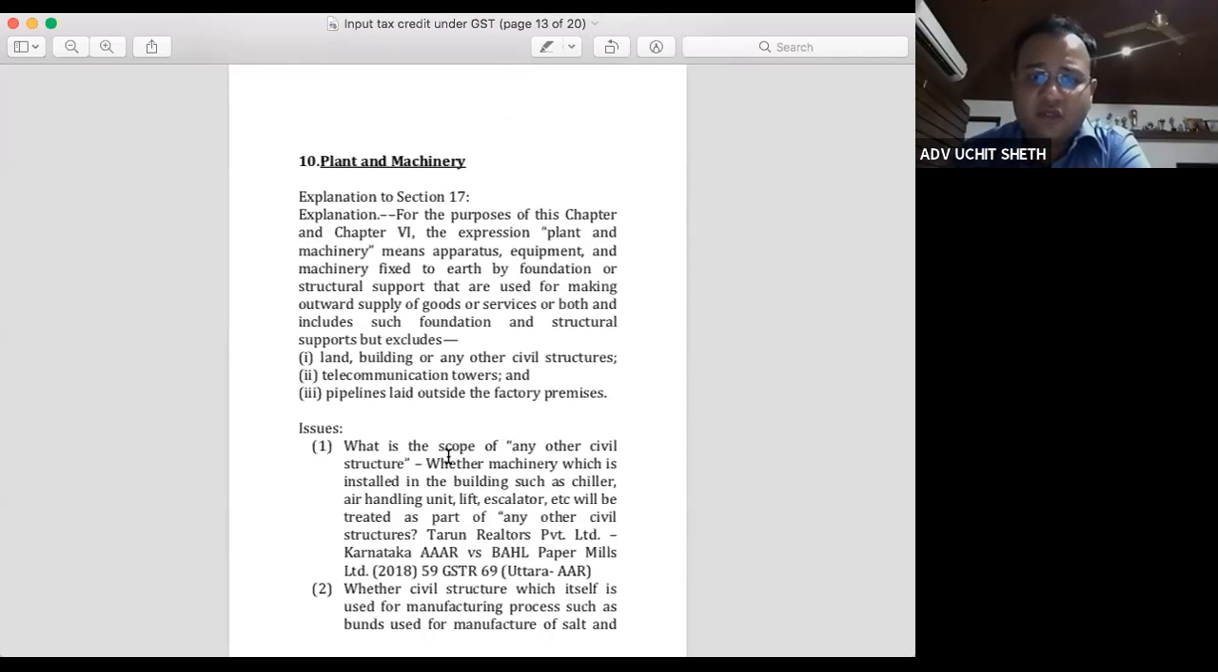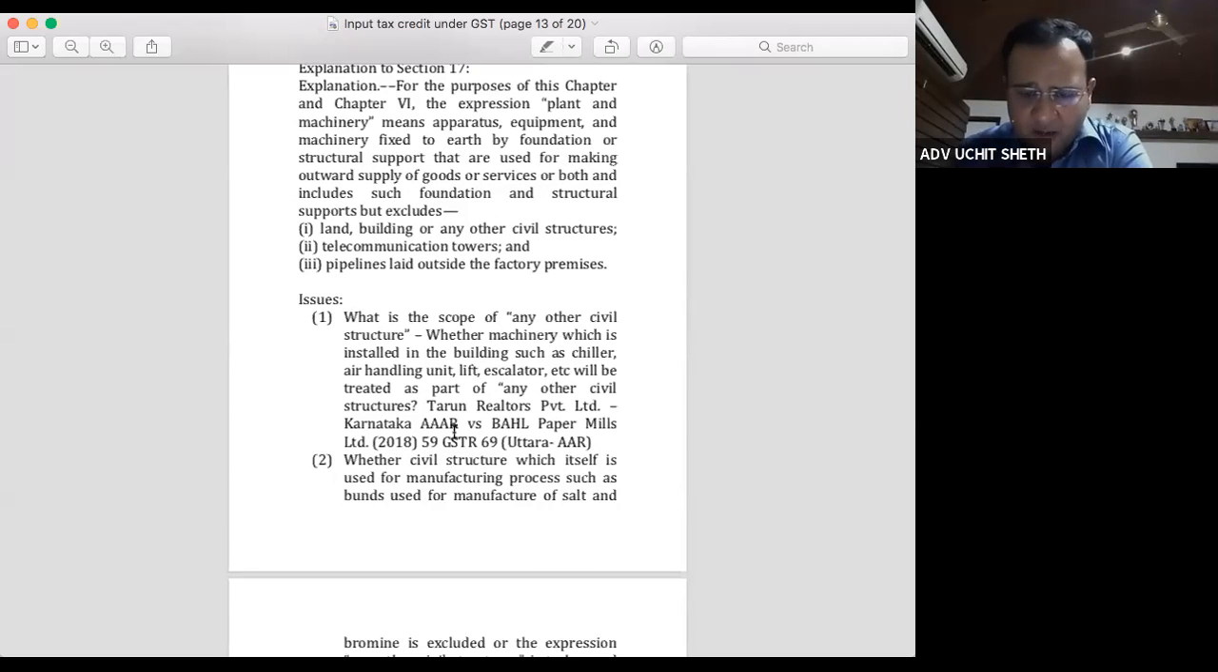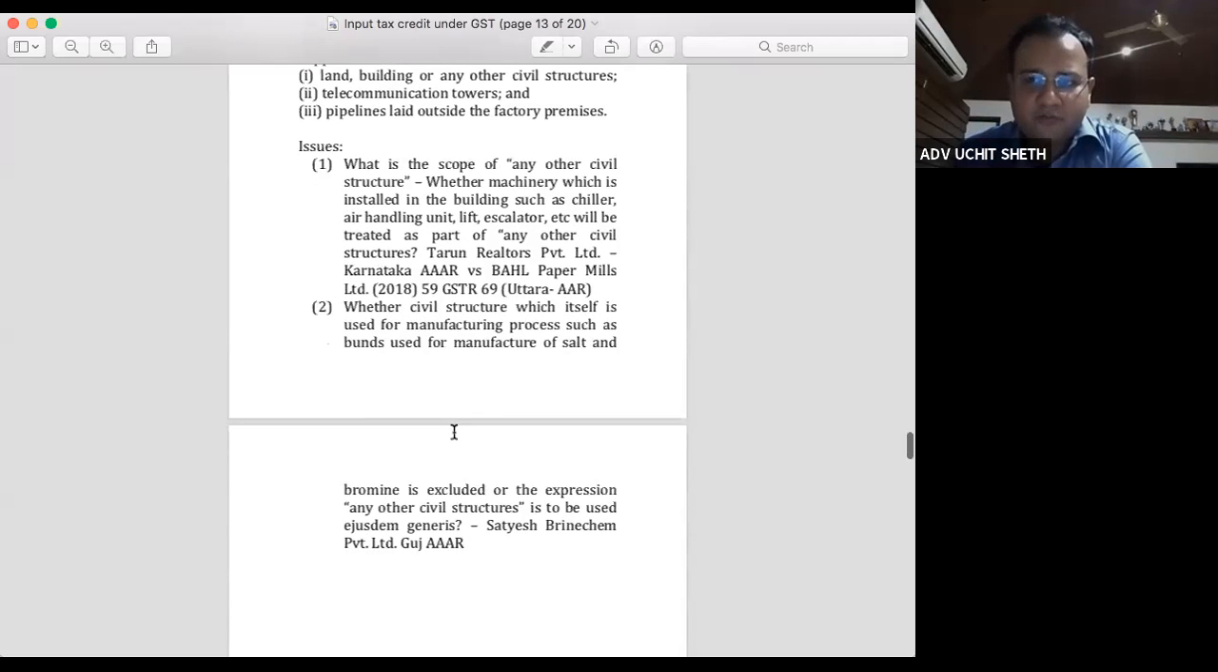But plant and machinery is very curiously defined in the explanation to section 17. It has been defined to mean apparatus, equipment, machinery fixed to earth by foundation or structural support that are used for making outward supply of goods or services. It includes foundation and structural support, but excludes land, building, or any other civil structure. So, according to me, the moot question, the important issue would be the scope of this exclusion for land, building, or any other civil structure. I have drafted two issues for this.